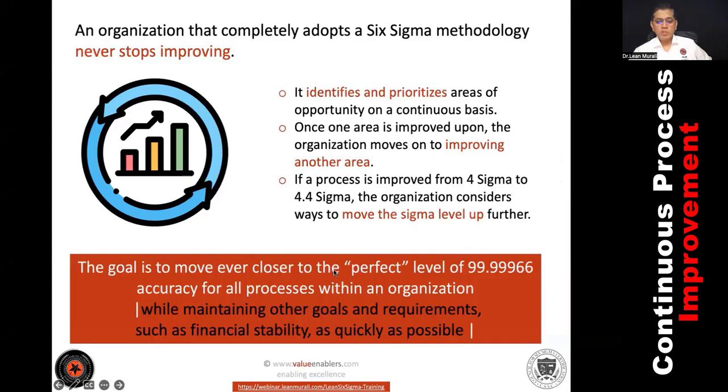So the goal of Six Sigma is to move closer to this perfect level while maintaining other goal requirements such as financial stability as quick as possible.